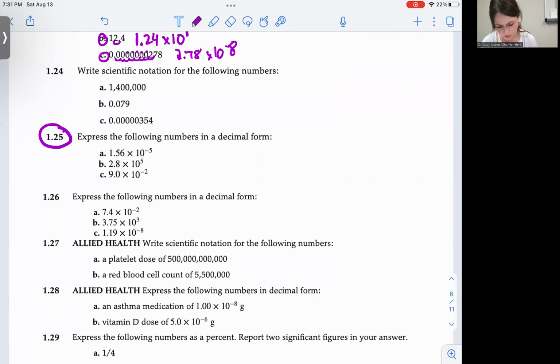1.25. Express the following numbers in decimal form. So really, all that you're doing is moving the decimal. So that's 1, 2, 3, 4, 5. So you're going to put 4 zeros. 1, 2, 3, 4, 1, 5, 6. Right? 4 zeros. Okay.